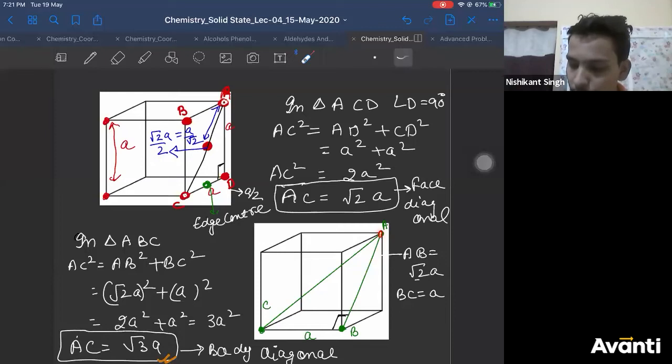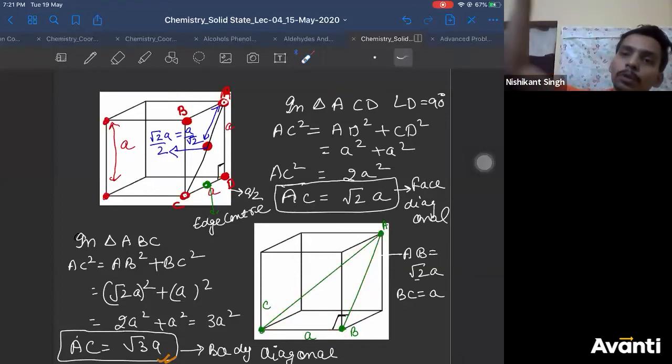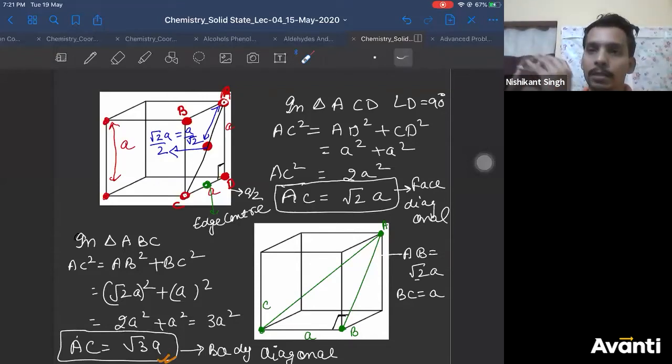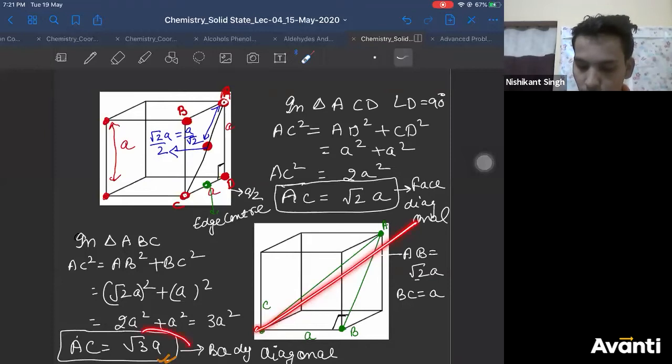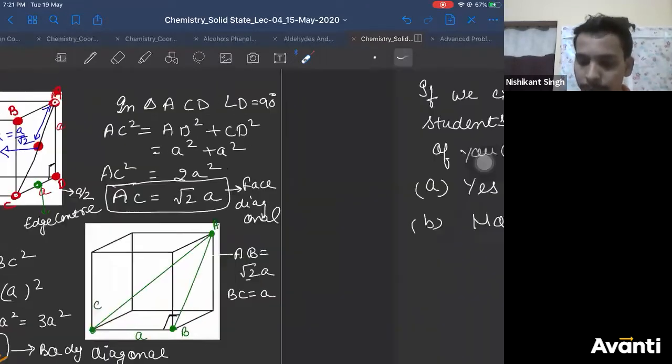And then using this face diagonal and edge length, I also calculated the body diagonal. Remember, I told you from the top corner of the room to the bottom corner of the room. When you go from top corner to bottom corner, you'll pass through the body center particle. So the body center particle lies on the body diagonal. This diagonal length, we calculated it to be root 3a.